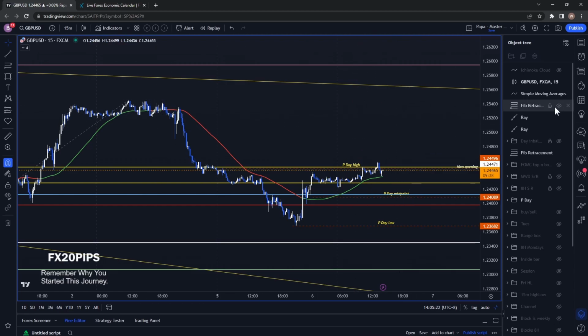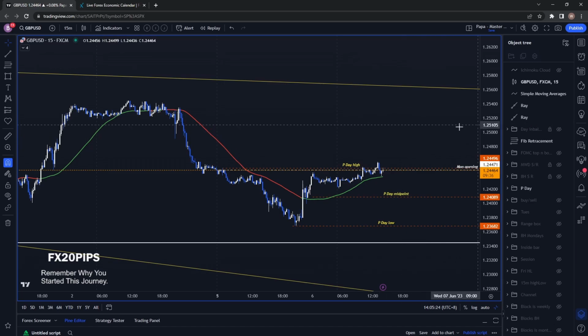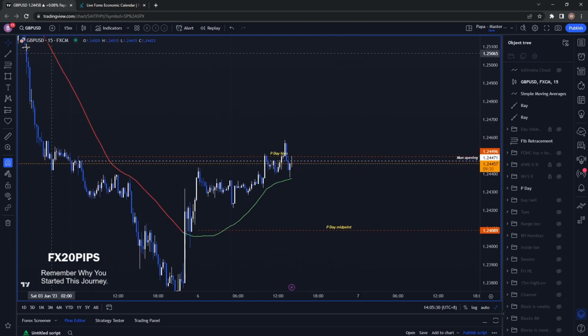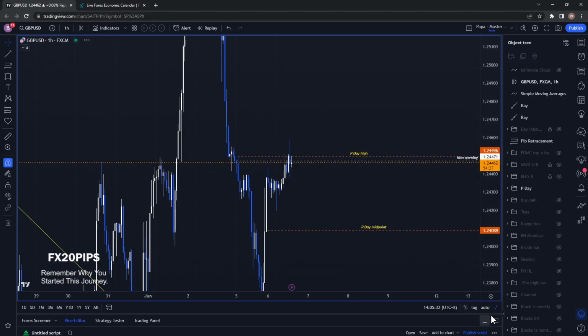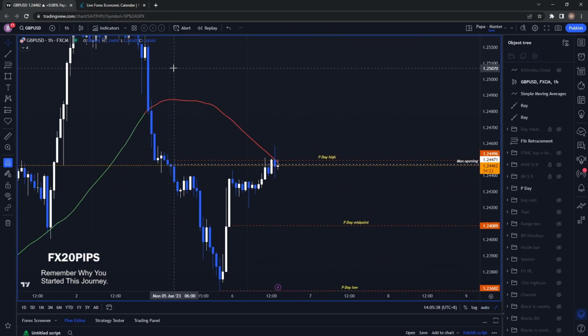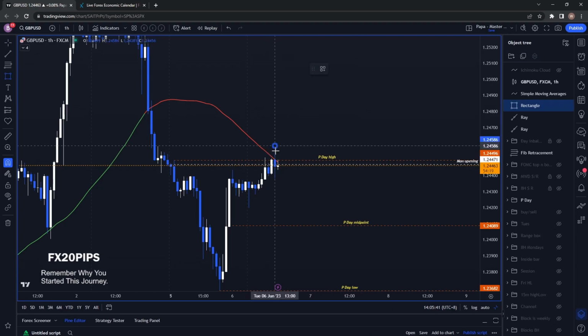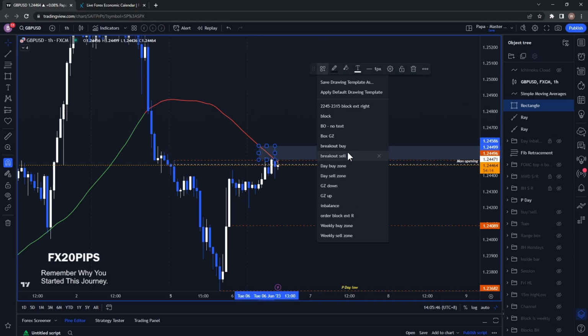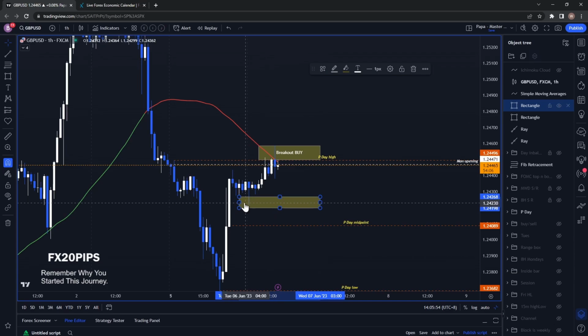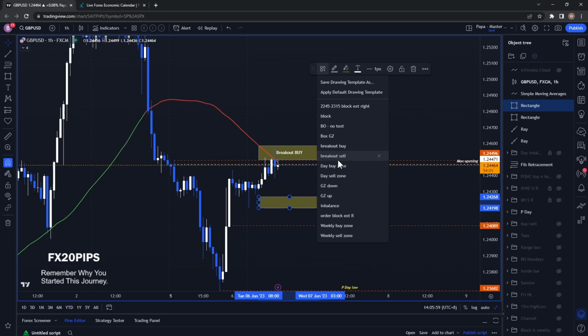Alright, let me just clean up all this. Yep, and then let's go back to the 1 hour. Alright, I think I have erased the buy sell zone. Let me just do it again. I think this will be here. Breakout buy, and then I can do week to week here. Okay, this is for the sell.